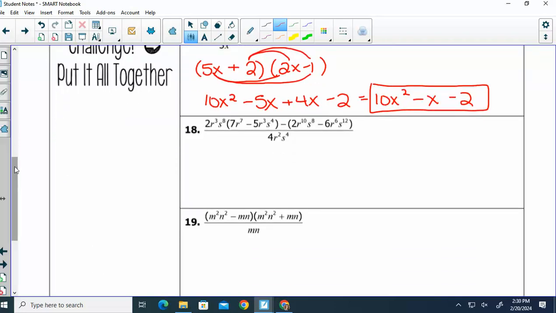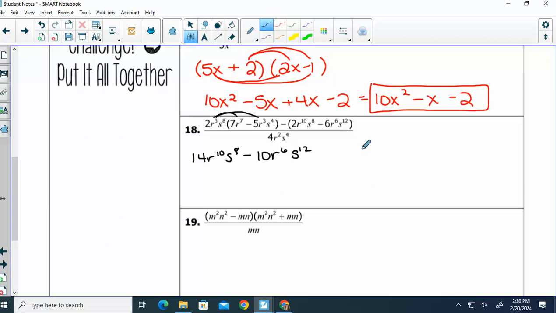Okay, I want to look at 18, and then that will be my last one for today. So, where would I begin on this one? If we distribute this, 2 times 7 would be 14 r to the 10, s to the 8. Minus 2 times 5 would be 10 r to the 6, s to the 12, because we're adding those exponents.